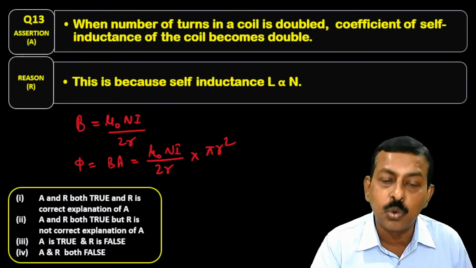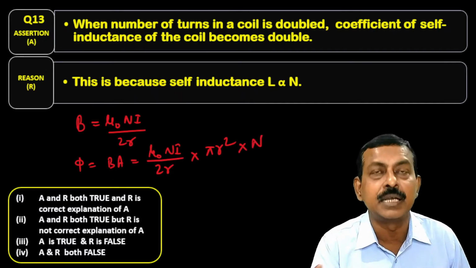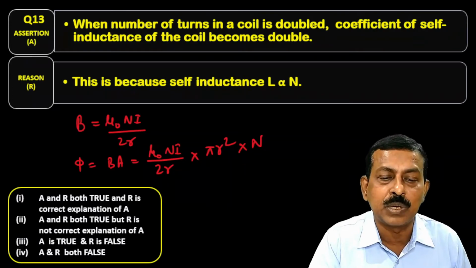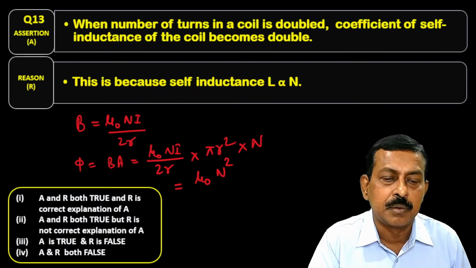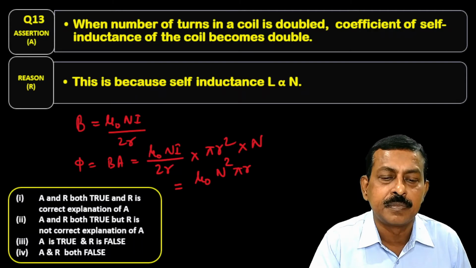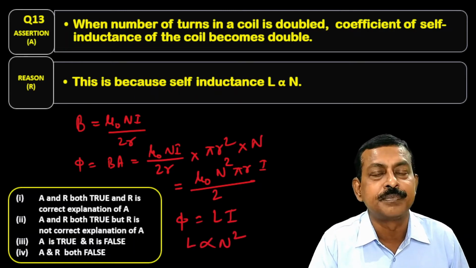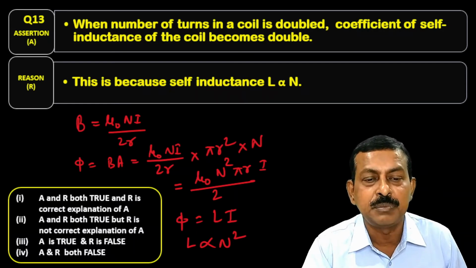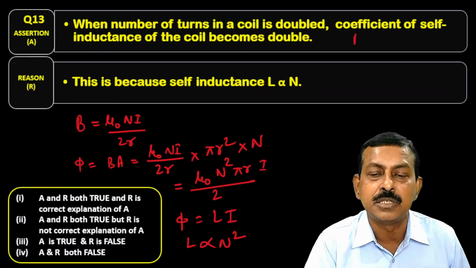And if you want the total magnetic flux, it will be multiplied by N, because N is the number of turns there. So in that case, you can see there will be a term mu naught N square pi r i divided by 2. And since you know that phi is equal to L i, that means L will be proportional to N square. So this statement, that when the number of turns is doubled, self-inductance becomes double, is false.